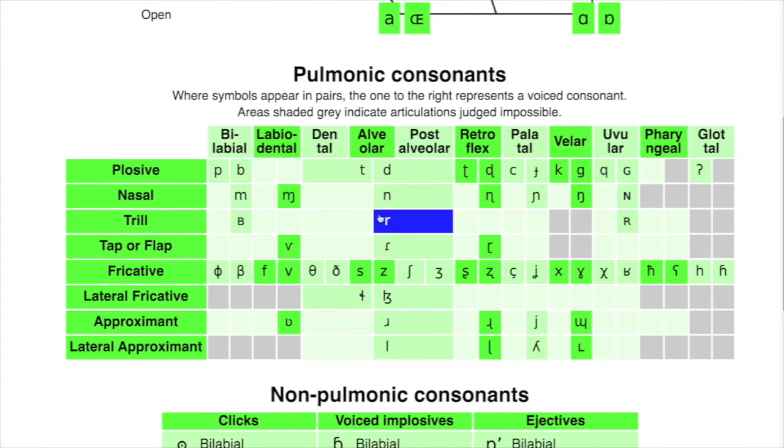Now, this lowercase r here is actually the way you would expect to pronounce an R in Spanish, or maybe like the double R in Spanish. So listen to this. Ra, arra.